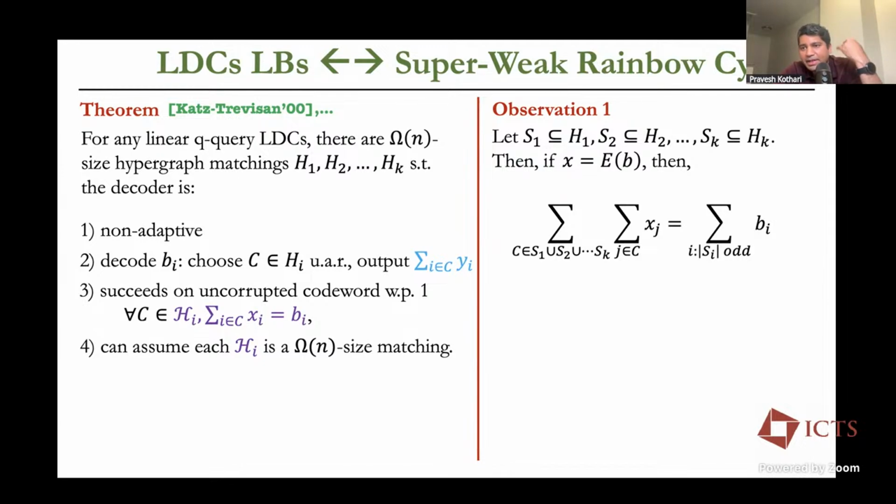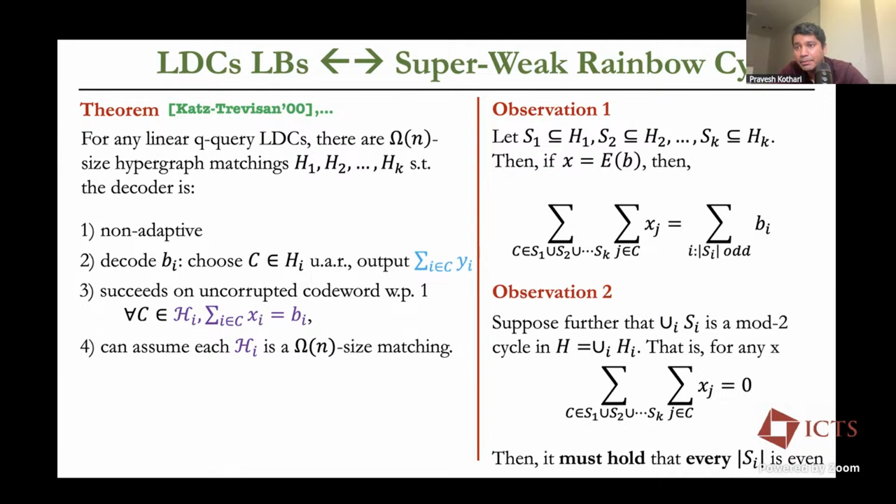Now repeat this argument for S2, Sk, and so on. You arrive at the conclusion that the sum of the bits of X in any C in the union of the Si's should in fact be the sum of the bi's, the message bits, corresponding to those i's for which Si is odd, corresponding to those hypergraph matchings from which I selected an odd number of hyperedges. This is simply adding up the equations from bullet point number 3 on the left hand side, if you will. This is simply a property of the existence of this decoder that we just discussed.